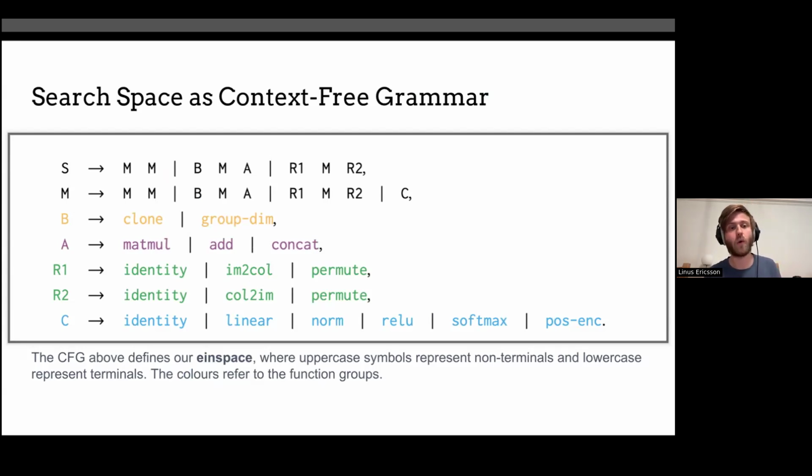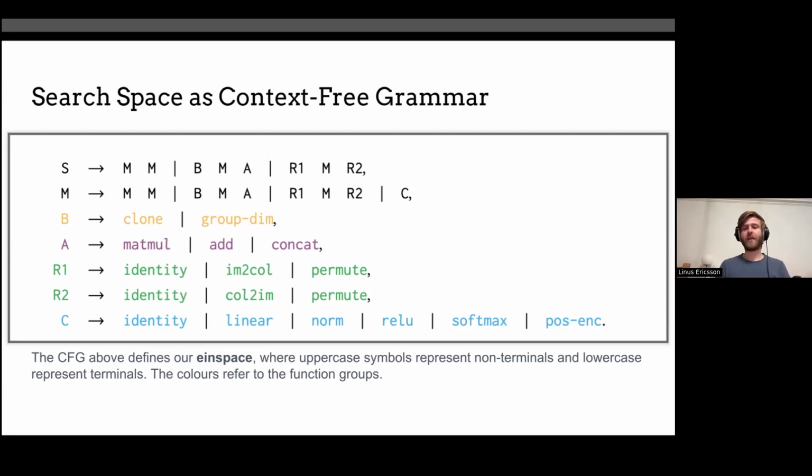The context-free grammar always starts with a starting symbol, S, and any capital symbol, so the S, the M, the B, the A, and the R1, R2, and C, these are the non-terminal symbols, which means that whenever we reach one of those, we will continue expanding it with one of the options on the right side of that rule. And any of the lowercase, clone, group dim, and all of those functions there, these are the terminal symbols, which means that whenever we reach one of them, our derivation ends, and that is part of the final string that we get.